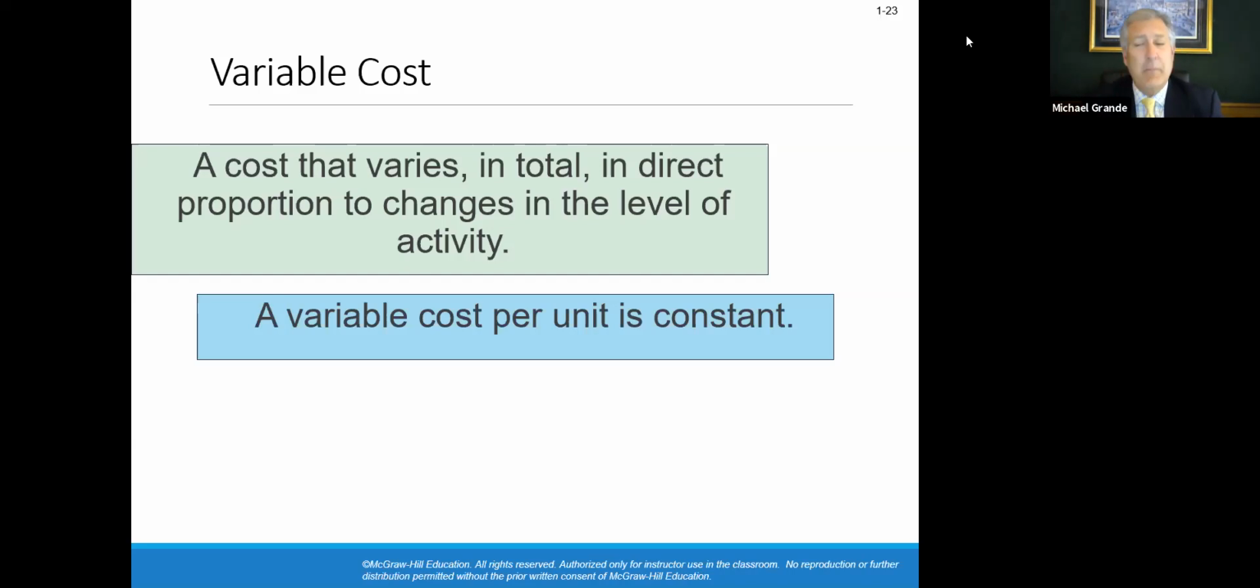Total cost depends on what? The number of desks we produce. So if it's $100 per desk and we make one desk, total cost is $100. If we make 10 desks, $100 per desk times 10 desks is $1,000. Cost per unit is constant. Total cost depends on the number of units we produce and sell.